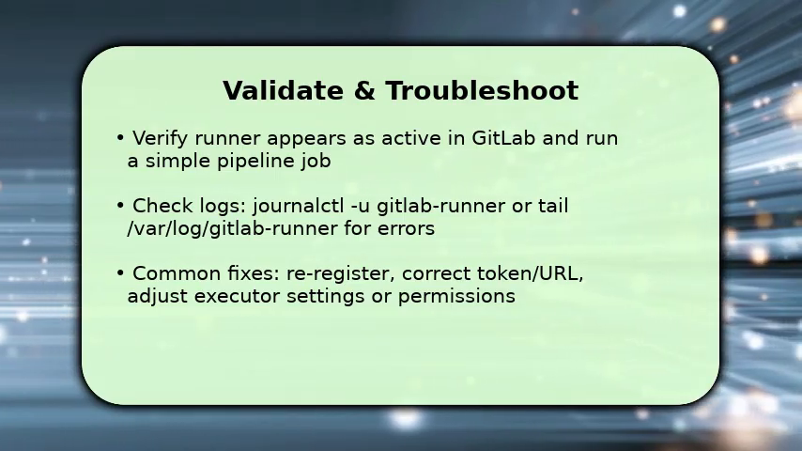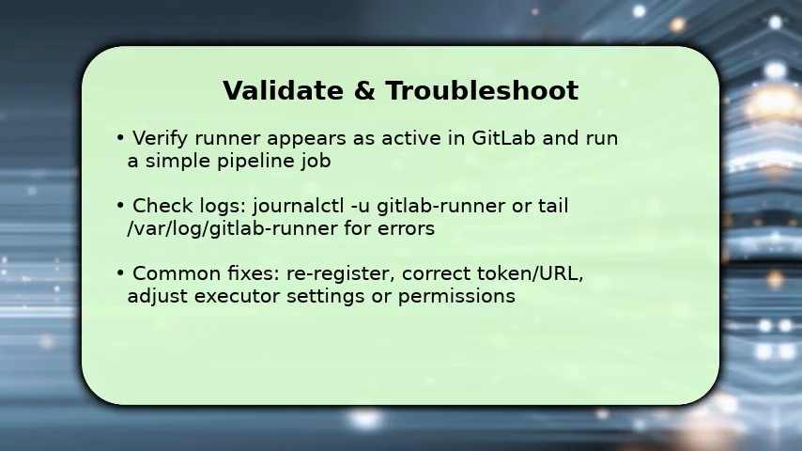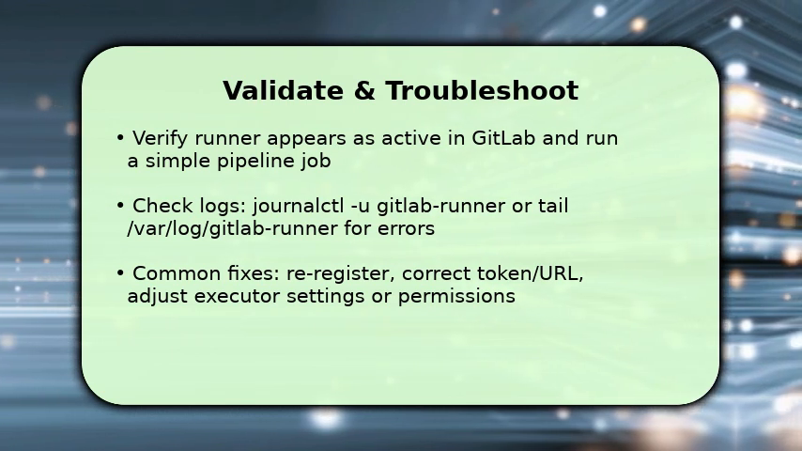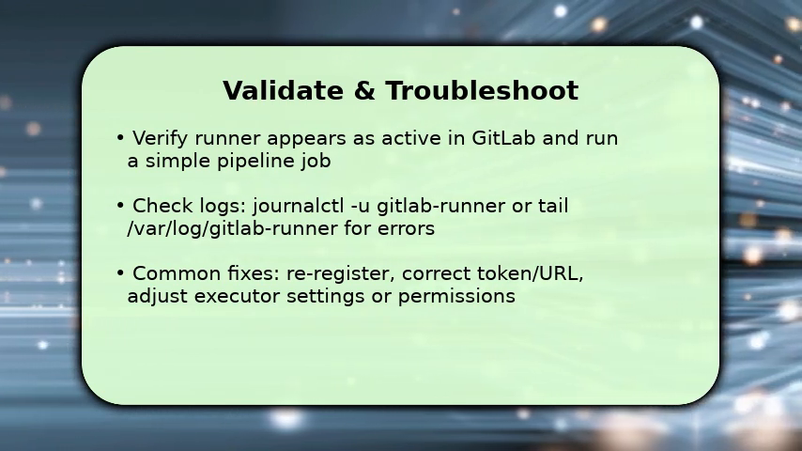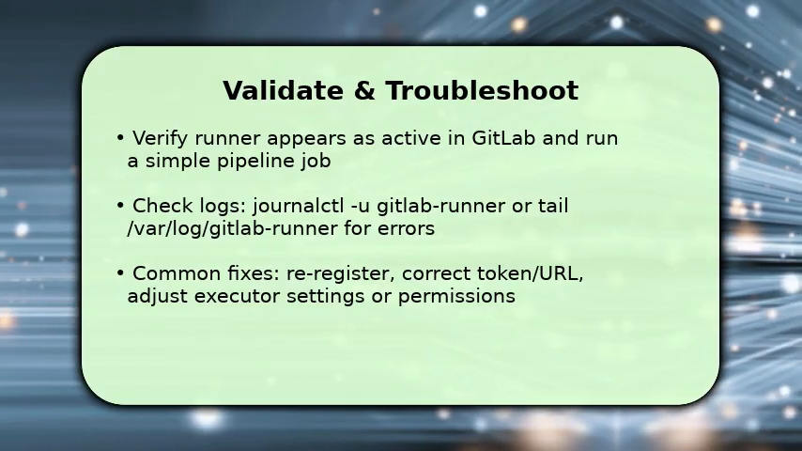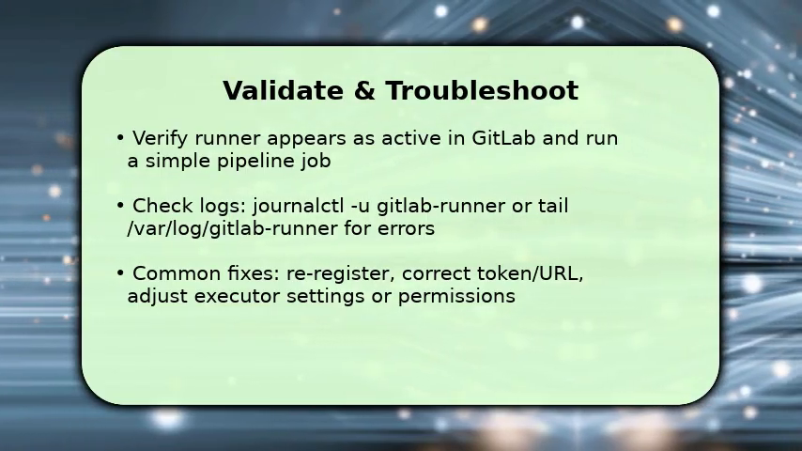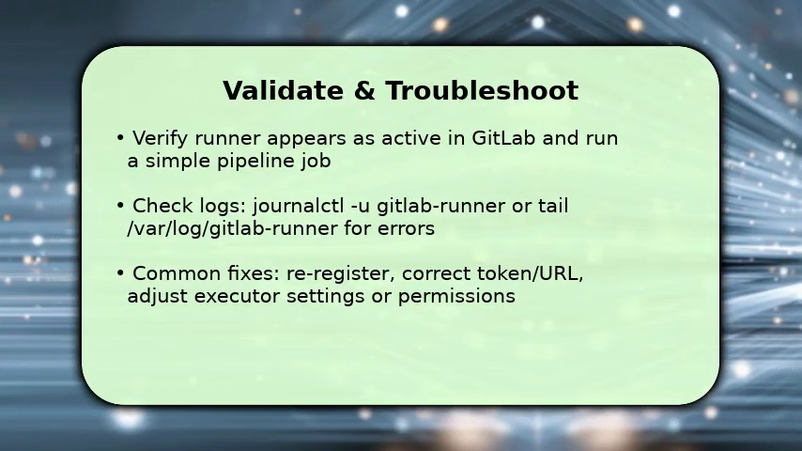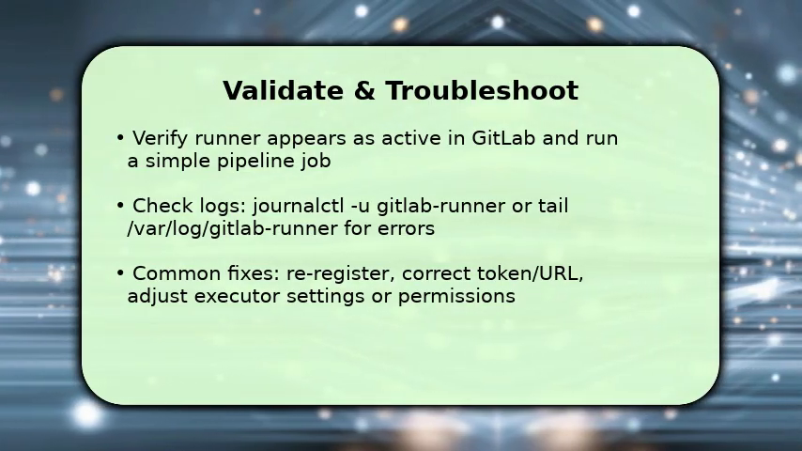If jobs fail, inspect the runner logs via journalctl or the runner log file to identify permissions or image errors. Make sure the token and URL are correct, and if necessary, re-register the runner. Adjusting executor settings or file system permissions usually resolves most.